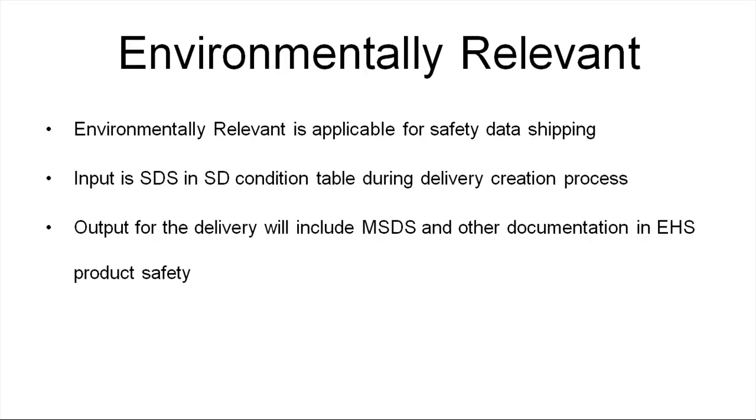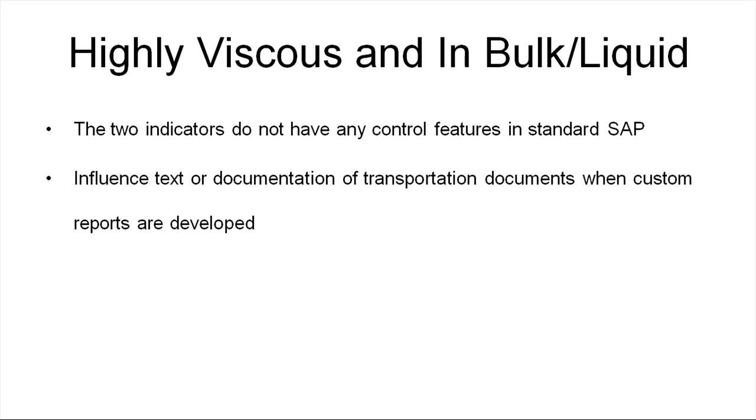Environmentally relevant is applicable for safety data shipping. Checking the environmentally relevant field requires a safety data sheet, SDS, via SD condition table. Output for the delivery will include a material safety data sheet, MSDS, and other documentation in Environment, Health and Safety, product safety. The two indicators do not have any control features in standard SAP. These can be used to influence text or documentation of transportation documents when custom reports are developed.